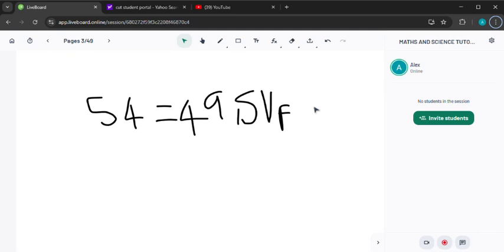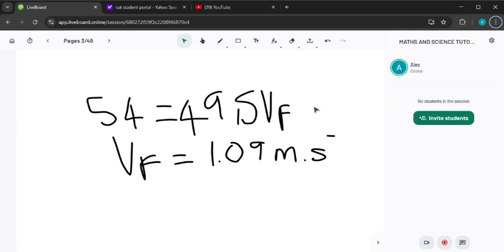This is giving us Vf is equal to 1.09 meters per second. We found a positive answer. Remember, we chose right as positive. So you can therefore write to the right.